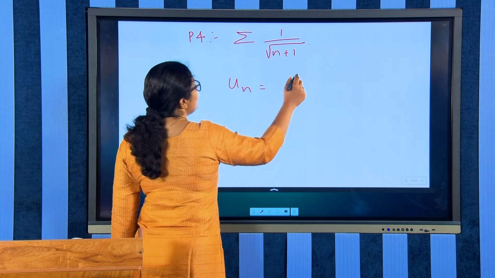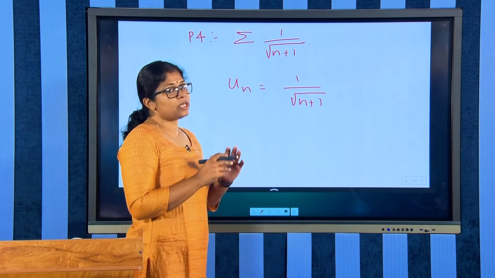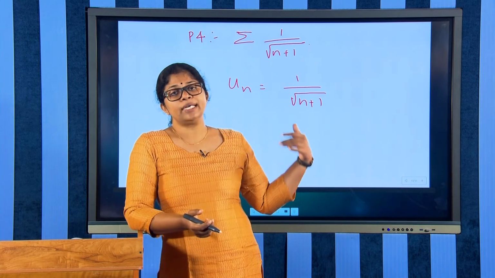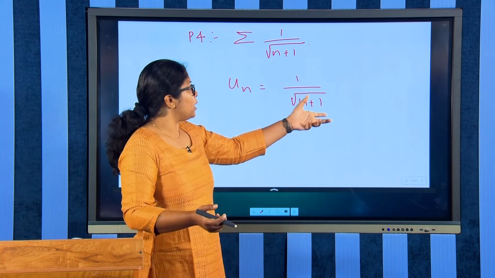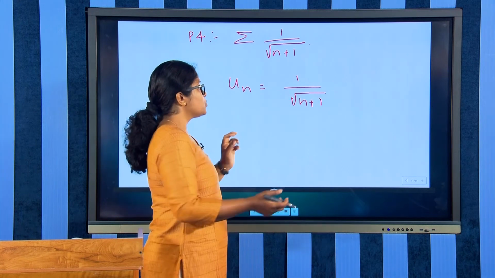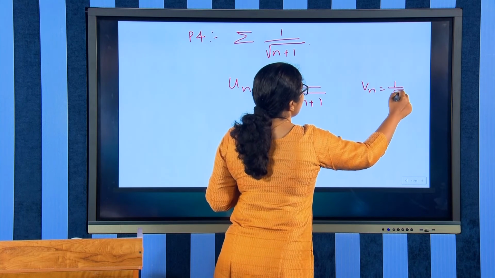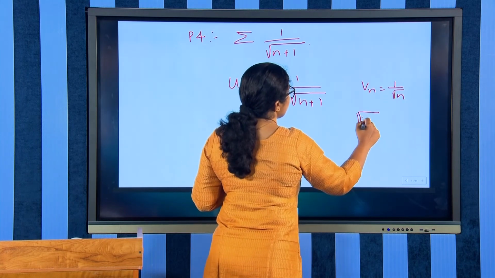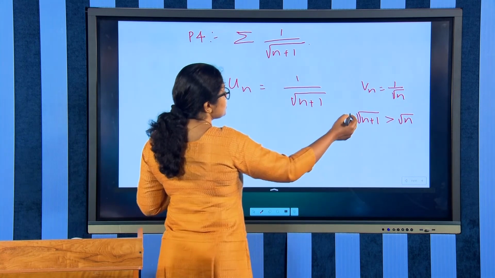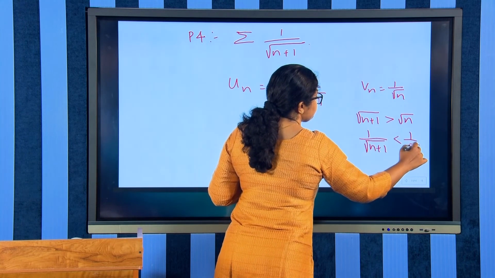So, un is nothing but 1 upon root of n plus 1. Here also, because it is a root of n plus 1 in the denominator, we are not in a position to take a term which is converging or diverging on the other side. So, we can take Vn equal to 1 by root n, but the problem is because root of n plus 1 is strictly greater than root n, we can say 1 by root of n plus 1 is less than 1 by root n.